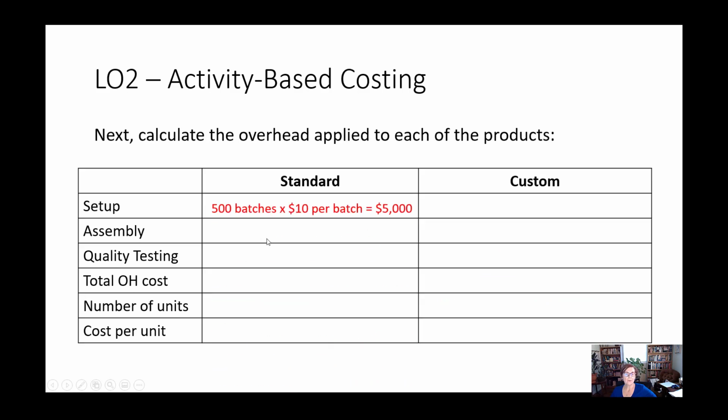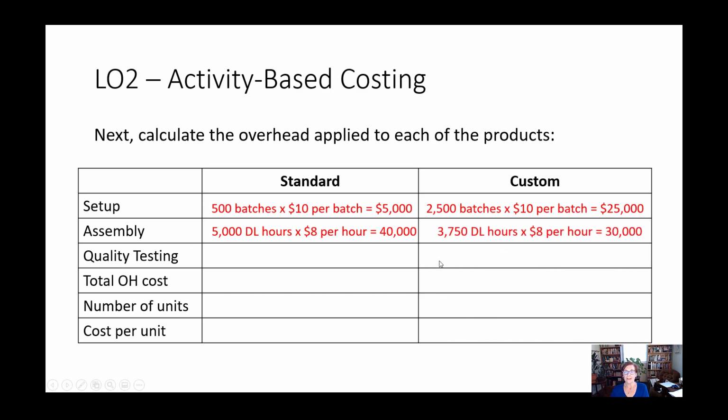So for standard, we have 500 batches, and our rate is $10 per batch, and that's going to give us $5,000. And our custom was 2,500 batches, so that gives us $25,000. For assembly, we had 5,000 direct labor hours at $8 per hour, and that gives us $40,000. Now remember, this is the cost of assembly. This is not the cost of direct labor, so that's why this is our assembly rate per hour, okay? And here we have 3,700 direct labor hours at $8 per hour, which gives us $30,000.